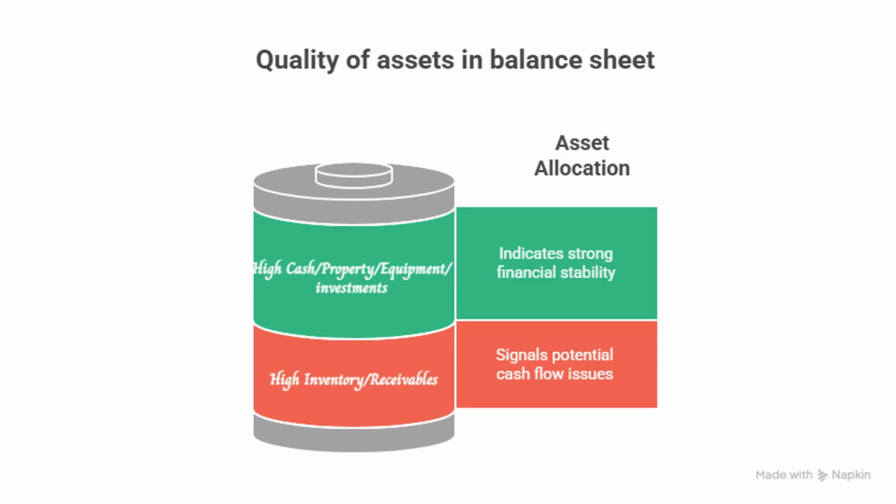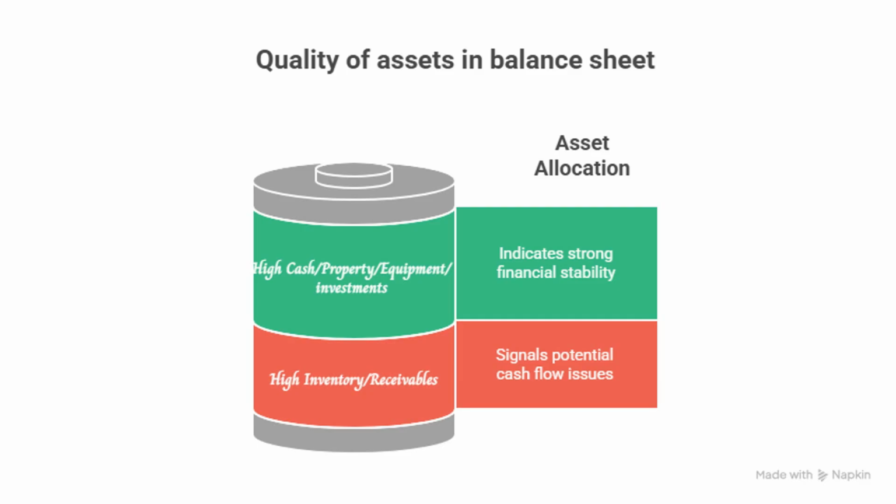As an investor, we must look closely at the quality of assets in the balance sheet to judge whether the company is stable or not. If the majority of assets are tied up in inventory or bills receivable, then it's a bad sign. But if there are lots of cash or investments in the balance sheet, then it means that the company is stable and financially healthy.